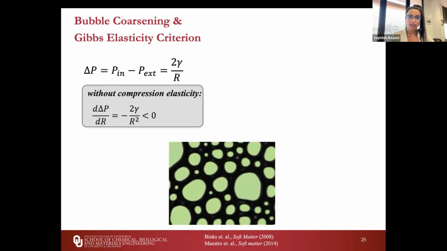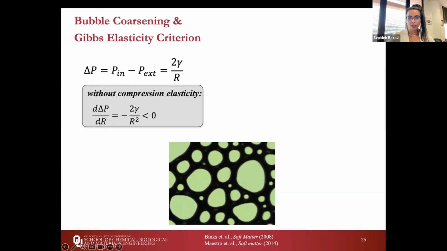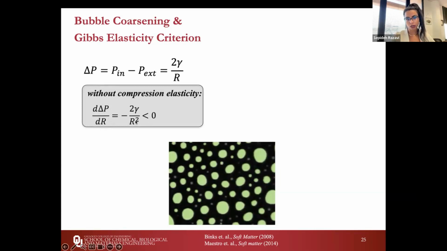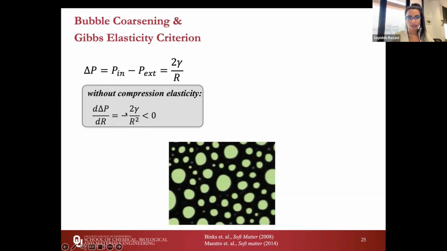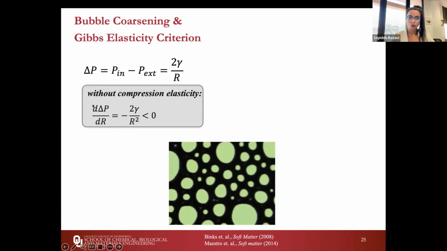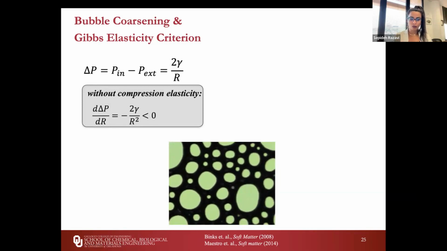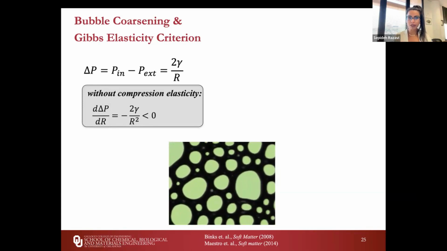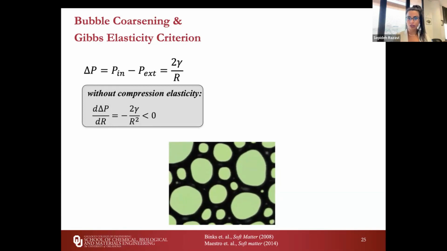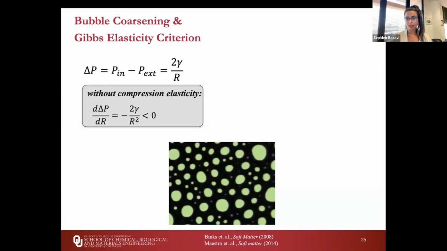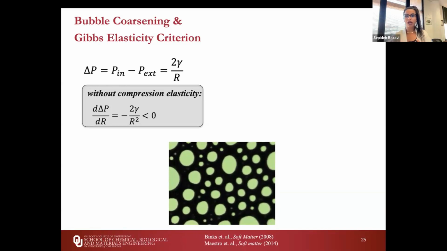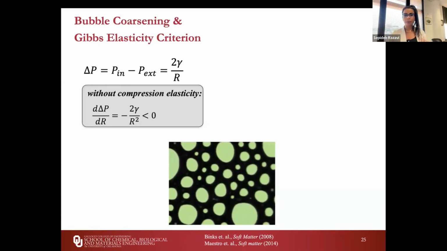What you will see is that the change in the delta P as the bubble size is changing is negative, just because gamma and R squared are always positive numbers. So this negative sign is going to lead to this ratio being always negative. What is that telling us? As the bubble keeps coarsening, in the absence of any compression elasticity, this driving force is going to be there, and it gets even exacerbated further and further. And that's why the smaller bubbles shrink and the larger ones keep getting bigger.